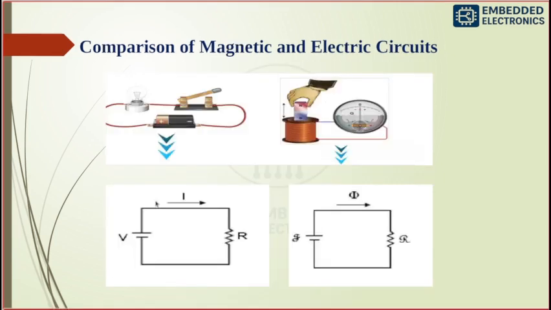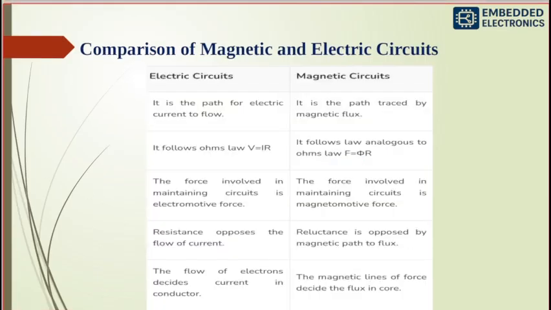And see, here we have resistance. It is used for the opposition of flow of current. But here we have reluctance. It is the opposition by the magnetic path to flux. In electric circuits, the flow of electrons decides the current in the conductor. But in magnetic circuits, the magnetic lines of force decide the flux in the core.